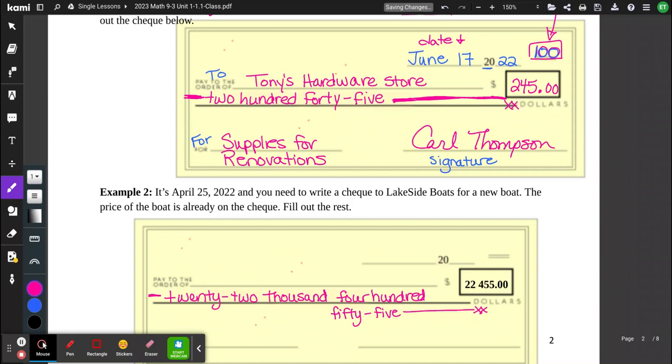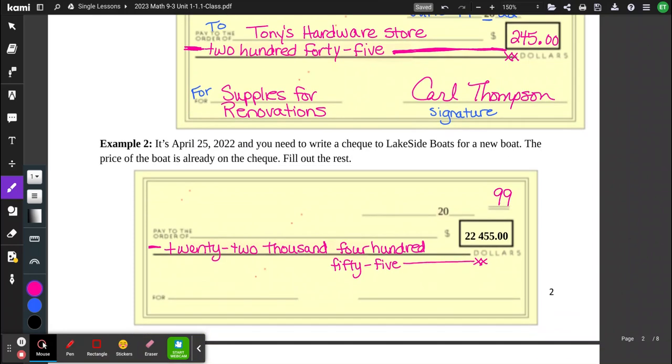Now we're going to put our date and our check number. I'm going to make this check number 99. All right, our date is April 25. So we put April 25, and the year was 2022 last year.